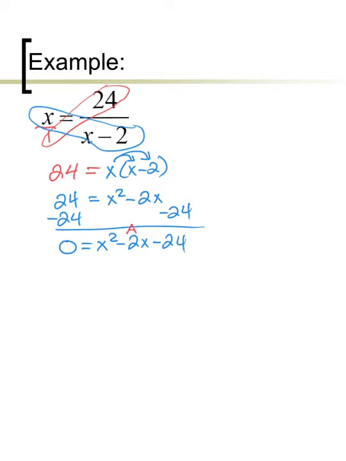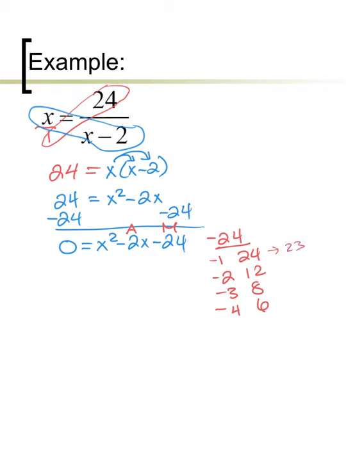Again, I personally think factoring is quicker if you're good at it. If you're not, you're more than welcome to use the quadratic formula. So my factors of 24 are 1 and 24, 2 and 12, 3 and 8, 4 and 6. Since this is a negative 24, I know one of my factors has to be negative.